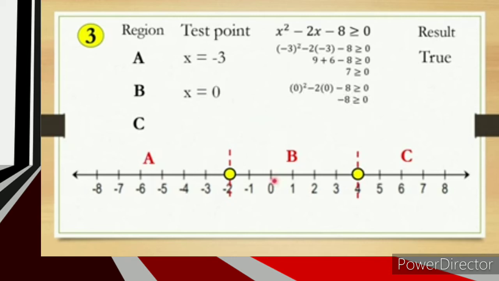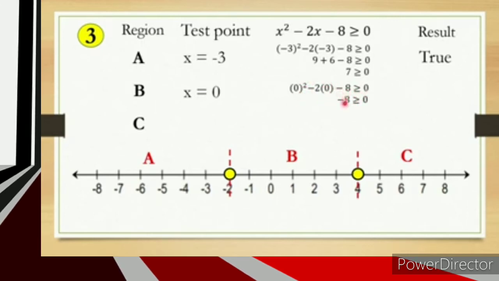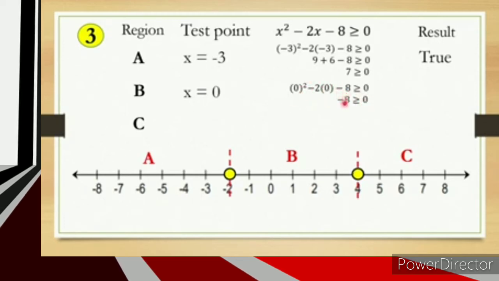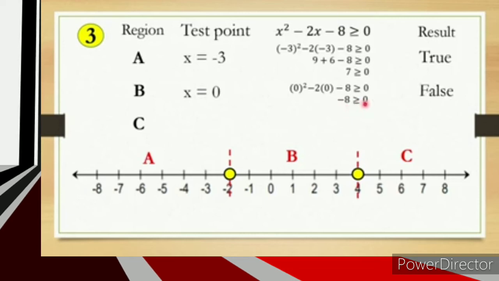Next, choose a test point for region B. Let's say x equals 0. We will substitute 0 as the value of x in the original inequality. So we have x squared minus 2x minus 8 is greater than or equal to 0. Then substitute. 0 squared minus 2 times 0 minus 8 is greater than or equal to 0. Then we have -8 is greater than or equal to 0, which is false. So, x equals 0, or region B, is not a part of the solution set.